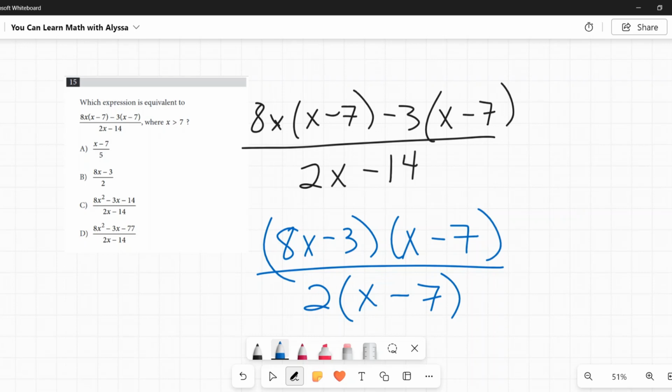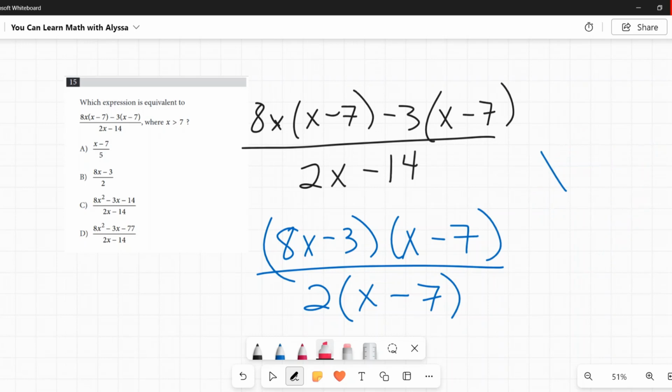Well, these are being multiplied by each other. 8x minus 3 is being multiplied by x minus 7, and 2 is being multiplied by x minus 7. When everything is being multiplied, we can cancel things out on top and bottom if they match. This does not apply if it's added. Like if I had x plus 3 over x, I go, oh, I got an x on top and bottom, I can cancel them out. No, they have to be multiplied.